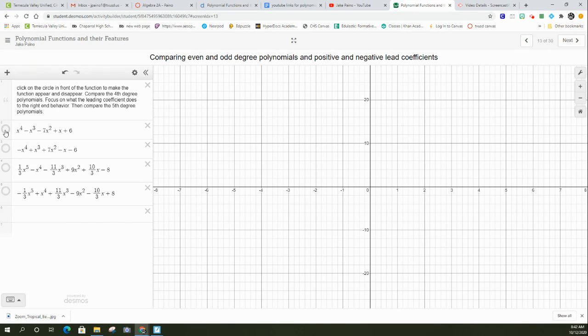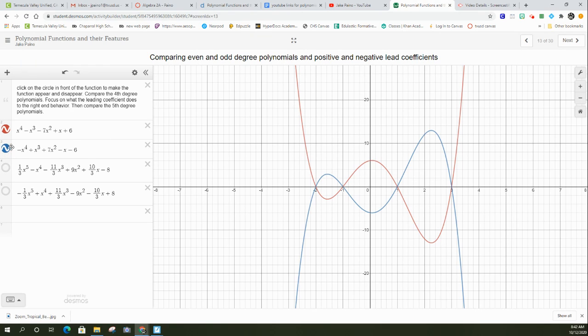So here, I kind of talked about this already, but we want to see it. So comparing these two, the red graph has a positive leading coefficient. Focus on what it does to the right end behavior. It is going up. Now focus on the blue one where the leading coefficient is negative, it's going down. So again, this is even, but both of our end behaviors are going in the same direction. They're both going to be either both positive or both negative.